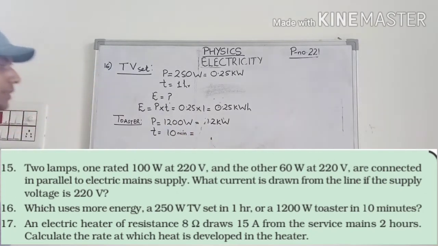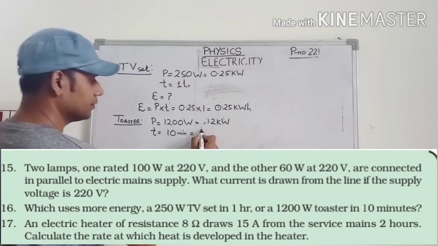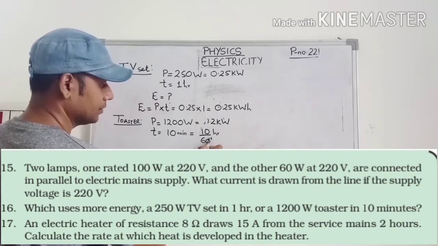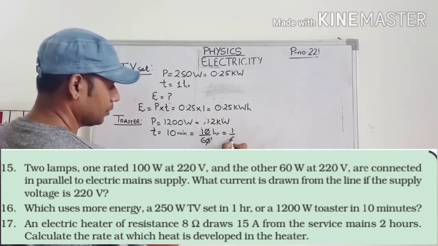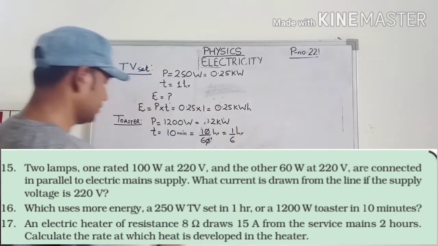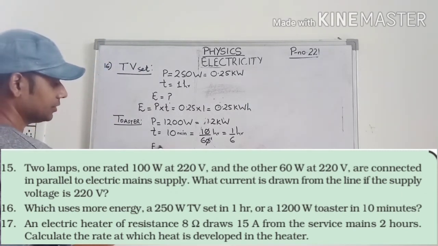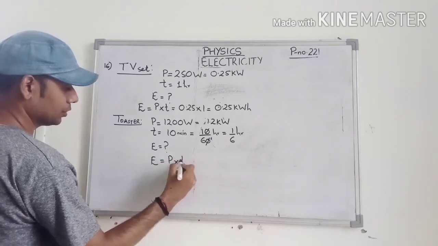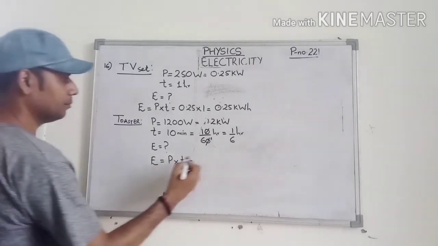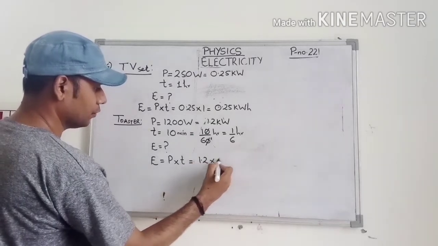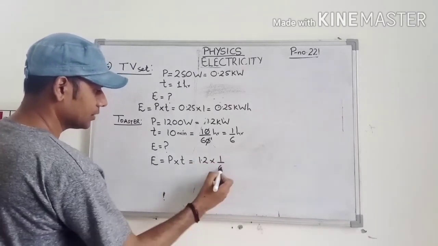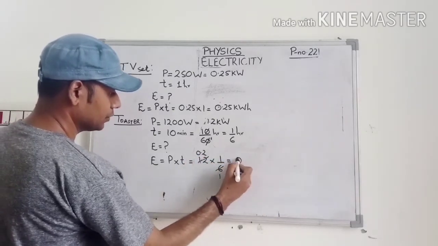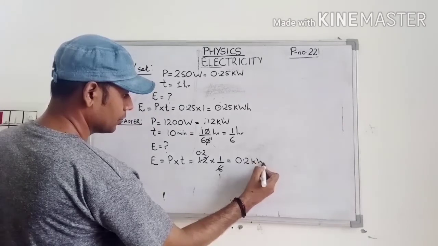So here we will convert time into hours. For that we have to divide it by 60. Zeros cancel. So it is 1 upon 6 hours. Now calculate the energy. Energy is the product of power and time. Power is 1.2 kilowatts and time is 1 upon 6 hours. Dividing by 6, you will get 0.2. So it is 0.2 kilowatt hours.